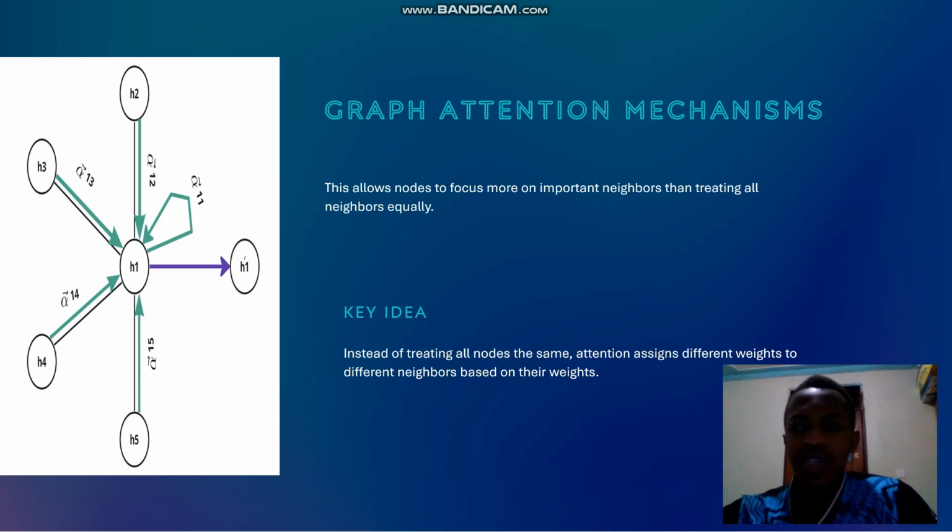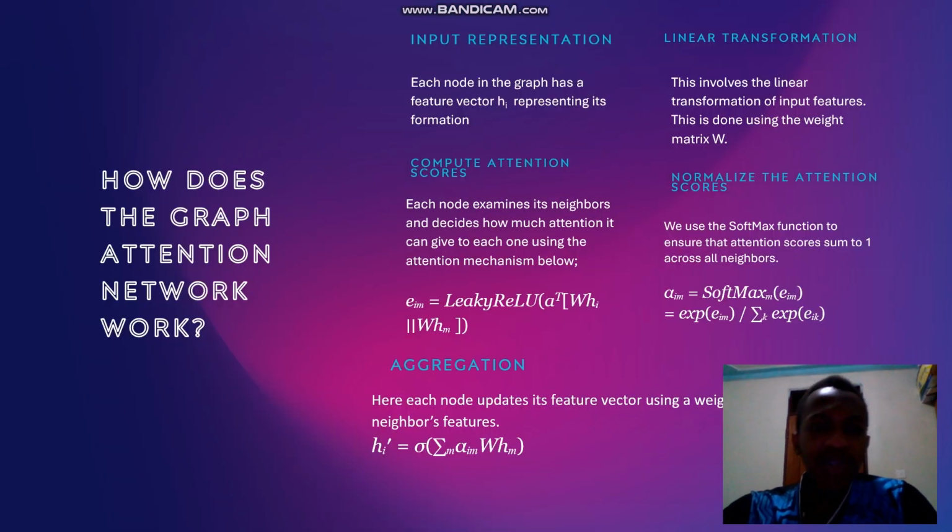If you're trying to make a decision and you have opinions of close friends and those of maybe distant friends, you choose the opinions of the friends who are closer. Similarly, attention mechanisms allow nodes to focus on more influential neighbors while reducing the impact of less relevant ones. Now, let us talk about how the graph attention network works.